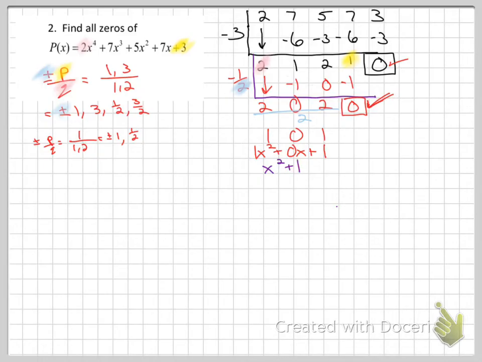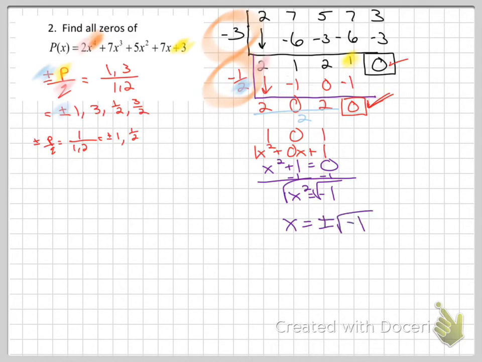But I'm still trying to find all the roots. Remember, this problem has degree 4, so I should have 4 roots. And so far, I only have 2. So set it equal to 0. You could do quadratic formula if you want, or subtract 1. x squared equals negative 1. Square root both sides. What do you have to remember when you square root both sides? Plus or minus root negative 1. Don't forget the plus minus when you square root both sides.